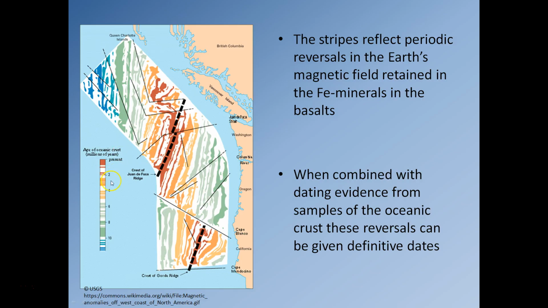The other nice thing we can do is we can actually then take samples of the rocks and we can date them, and that can tell us when these magnetic reversals occurred. And you can actually see these magnetic reversals occur on a very regular basis. They're pretty common.